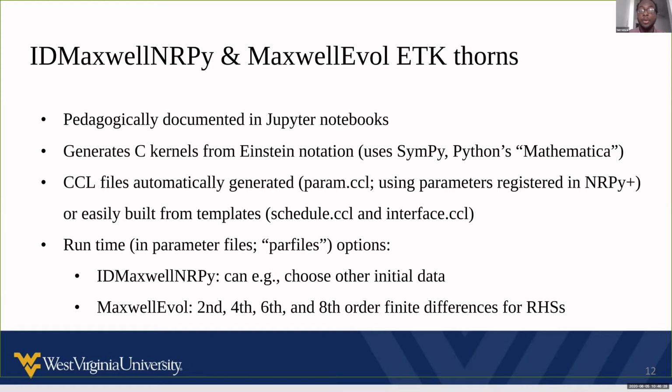And then for the evolution equations, it also outputs 2nd, 4th, 6th, and 8th order finite differences. So in the param files, the par files, you can just choose whatever finite difference you want, and you should be good to go.